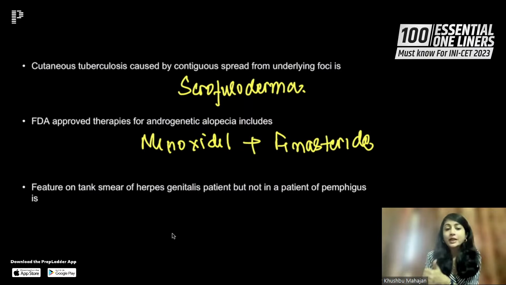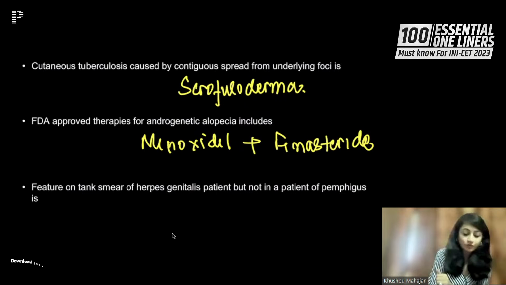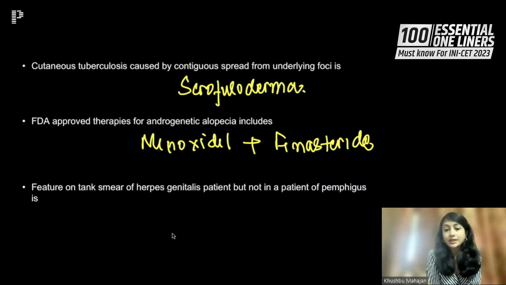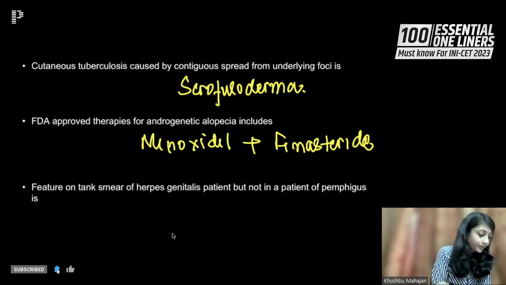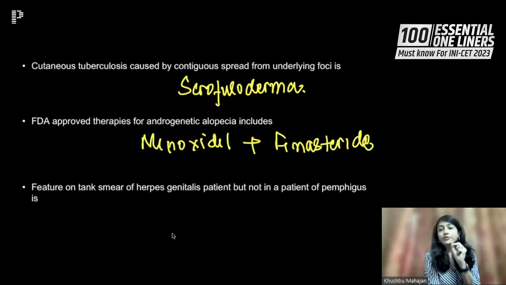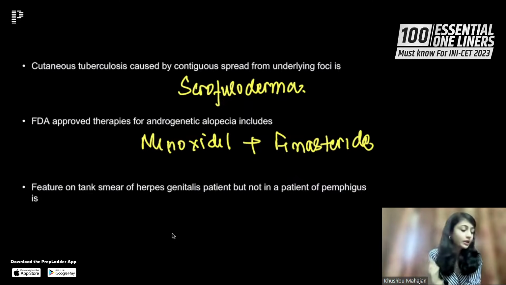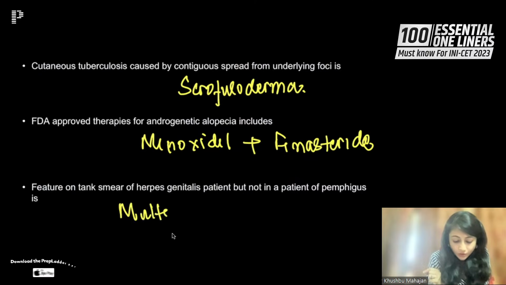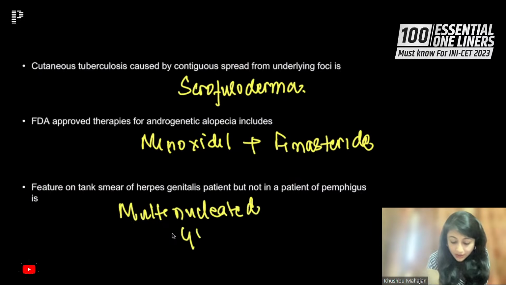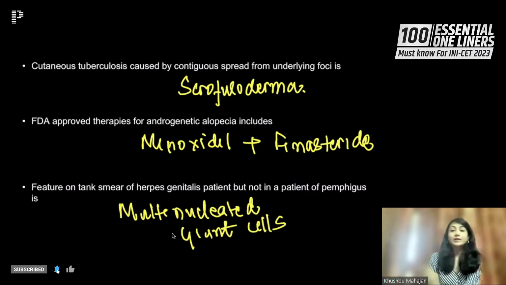Remember. Next question. Feature on Tzanck smear, sorry for the spelling again, of a herpes genitalis patient, but not in a patient of pemphigus. So you do Tzanck smear for herpes and pemphigus. How do they differ? What is the feature that you will see in a herpes patient but not in a pemphigus patient on a Tzanck smear? Absolutely right. You see multinucleated giant cells. You can see acantholytic cells in both the conditions, but a herpes patient will show multinucleated giant cells.